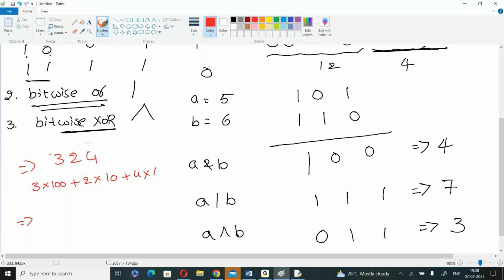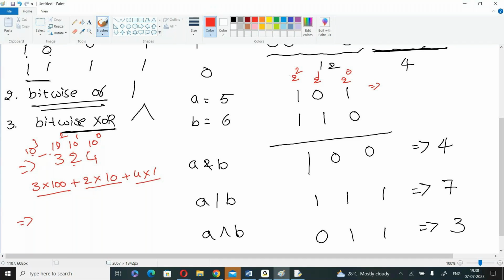Like this. This is at unit position, 10 power 0 position, 10 power 1 position, 10 square position, 10 cube and so on. This is our regular number. Binary means 2. Now this is 2 power 0, 2 power 1, 2 square. Any doubt? Calculate 2 square. Here also 3 into 10 square plus 2 into 10 power 1 plus 4 into 10 power 0.